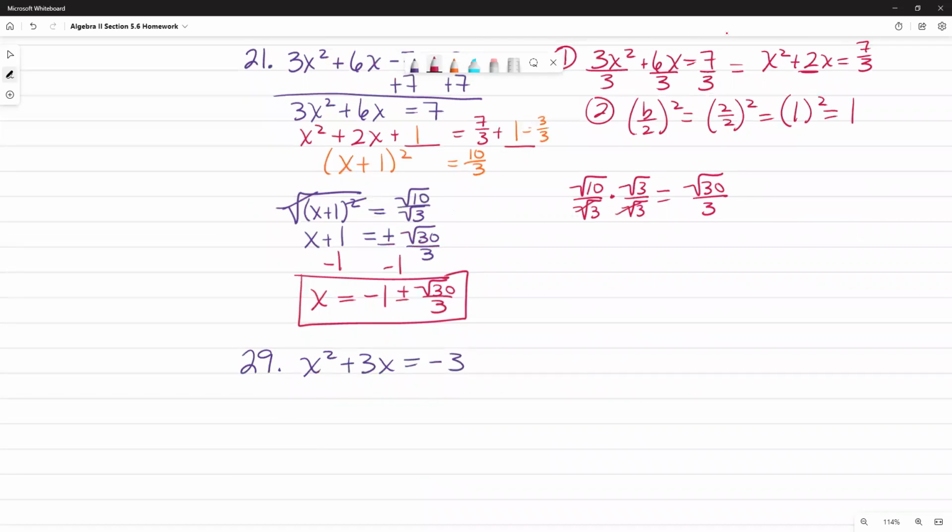Okay, so for number 29, x squared plus 3x, and we have a negative on the other side. So we're going to end up with some sort of imaginary number. First, let me go ahead and find my third term in the perfect square trinomial. So I know this is going to be x squared plus 3x plus some number equals -3 plus that number. All right, so my b equals 3. Since it's a whole number, I'm just going to put it over 2. So this is 3 halves squared.